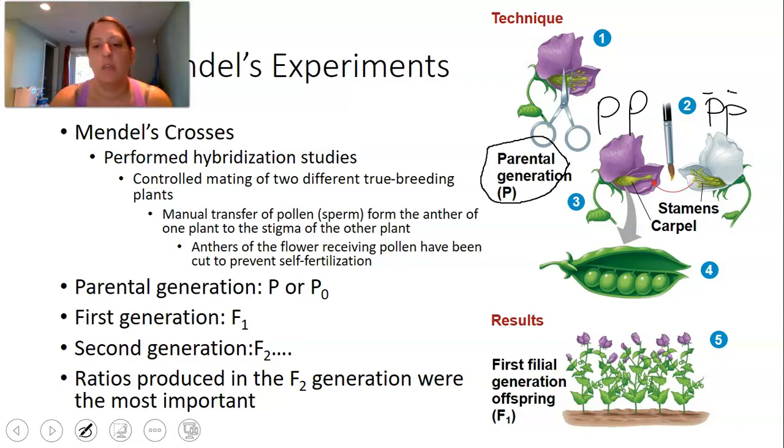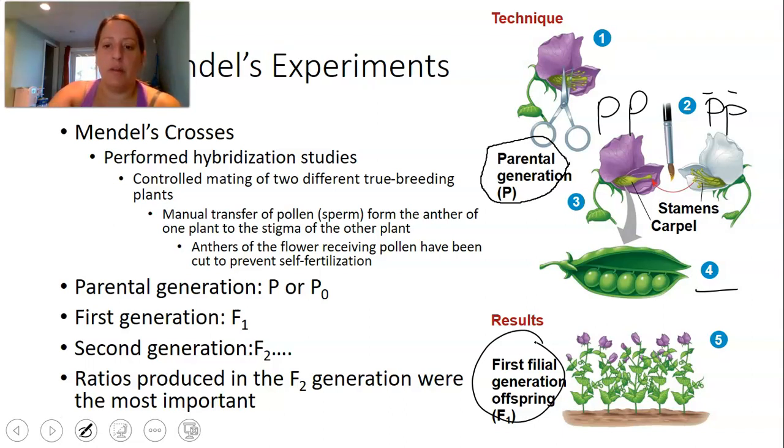Okay, brilliant. He then allowed those purple flowered plants that now have had that pollen put on them to undergo fertilization, and then he allowed each one of those fertilized eggs to grow into a pea. Okay, so in figure number 4 right here, where we've got our peas, he took each of those peas and planted them, and he allowed them to grow, and he ended up with what we call the F1 generation. Okay, the F1 generation, that F stands for filial. So it's the first filial generation of offspring.